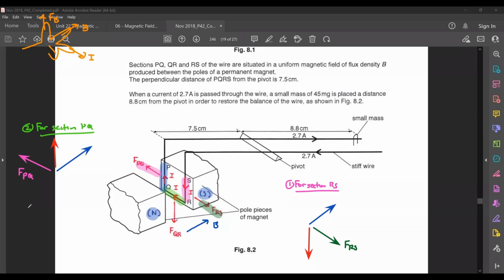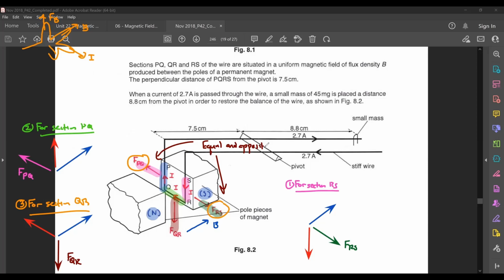All right, and then for our last section, section QR, we have our magnetic field pointing in this direction. We have our current going in this direction, and then according to Fleming's left-hand rule, our magnetic force by right should now be pointing downwards. This is FQR, which is this one over here. All right. For the forces on section PQ and RS just now, I had mentioned that the forces are going to be equal and opposite to each other.